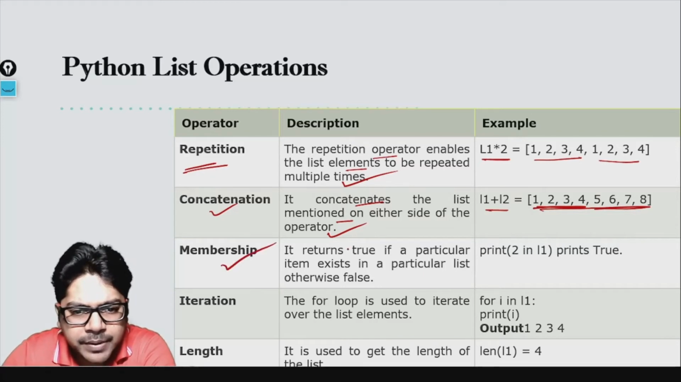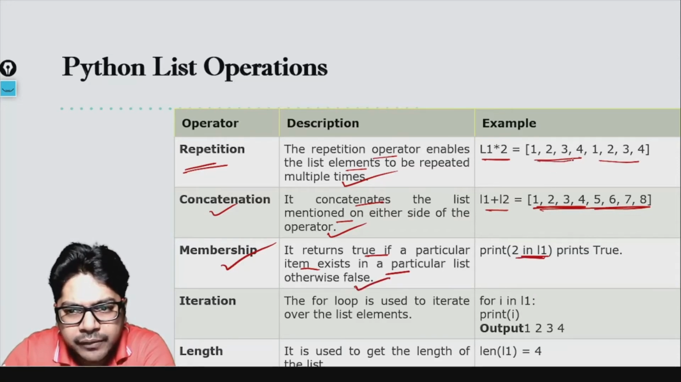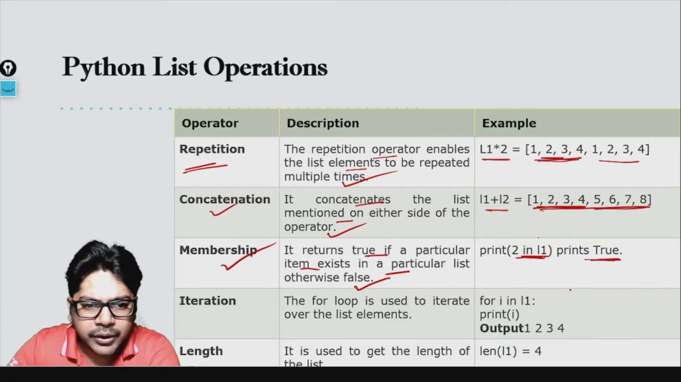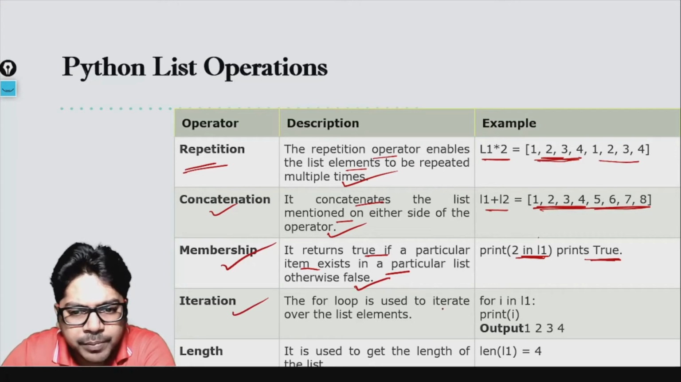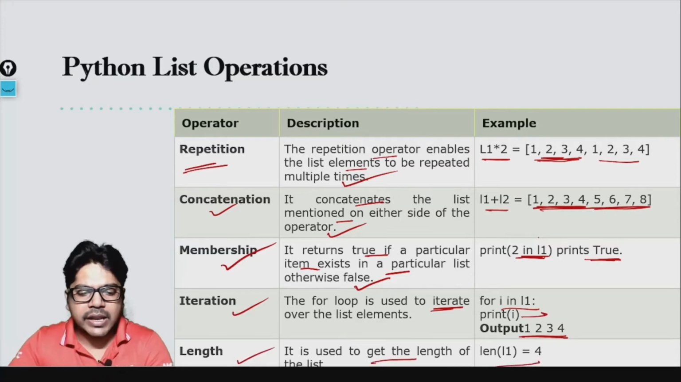Then we have membership. It returns true if a particular item exists in a particular list, otherwise it returns false. So print 2 in L1. Now you see here in L1, which is 1 2 3 4, you have 2 there, so it is going to return you true. Then we have iteration. The for loop is used to iterate. For i in L1, print i, so it is going to go through all the elements. And then length is used to get the length of the list. len of L1 will give you the length of the list.